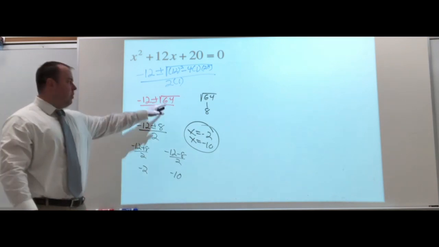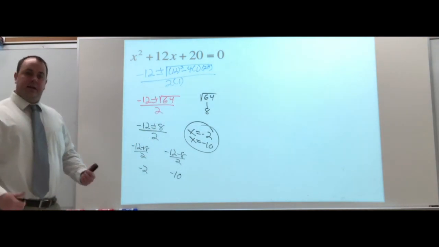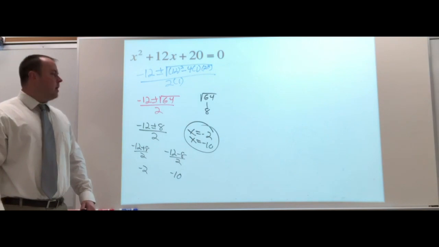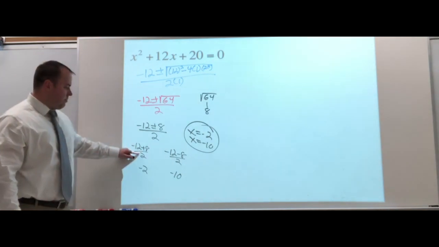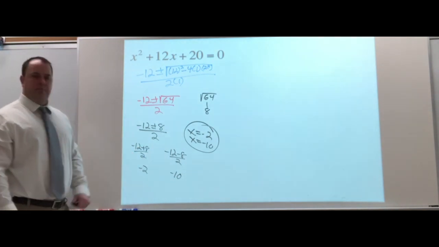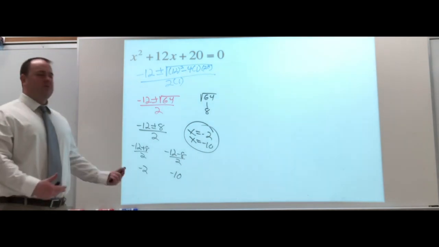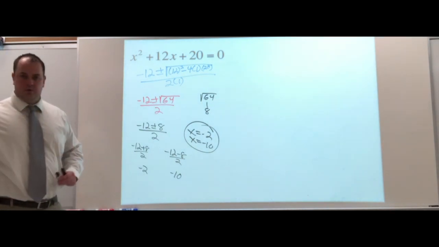So this is an example where the radical works out nicely. It's simplified because it's a perfect square. And when it's a perfect square, I broke it up and got my two separate answers. This is what we hope for. Unfortunately, it doesn't always work out that way.